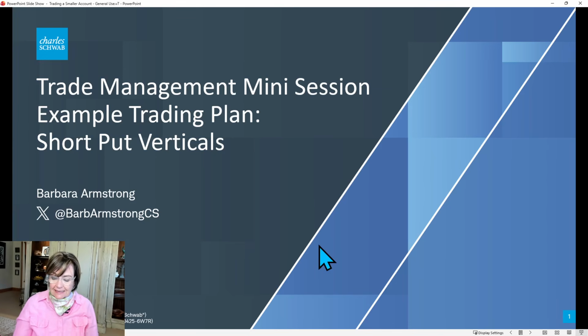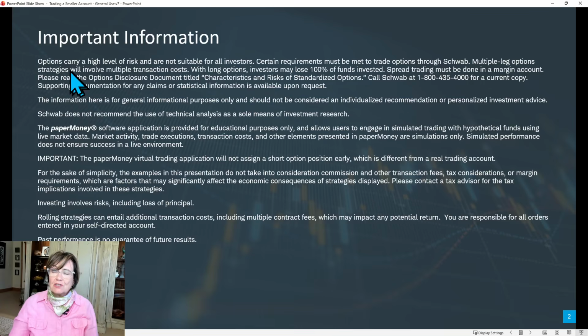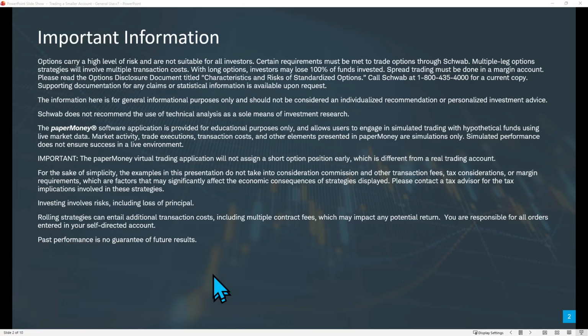Before we get into things, I just want to remind everyone that options carry a high level of risk and aren't suitable for all investors. We're using the paperMoney software application on the thinkorswim desktop platform for our example today. Looks like, smells like, feels like real money, but it's not. But it's a great place to practice and hone your skills before you consider trading a strategy like this in your live account. Know that the paperMoney platform will never assign a short option early. That can happen in a live account. Okay, so I just want to be sure that you're aware of those things.